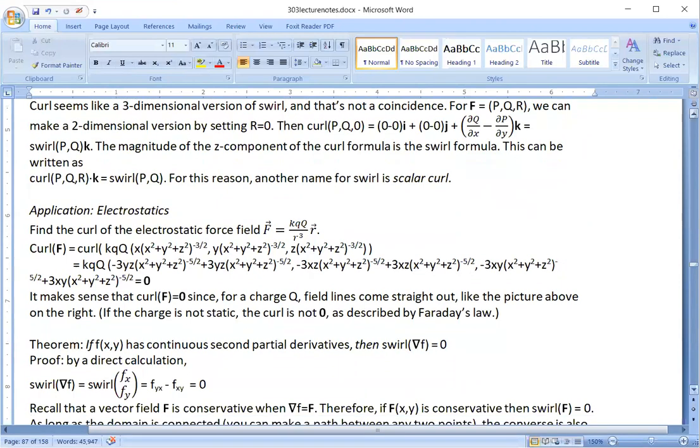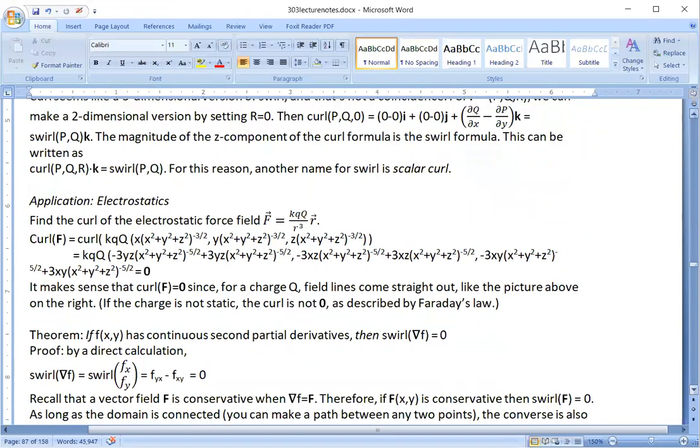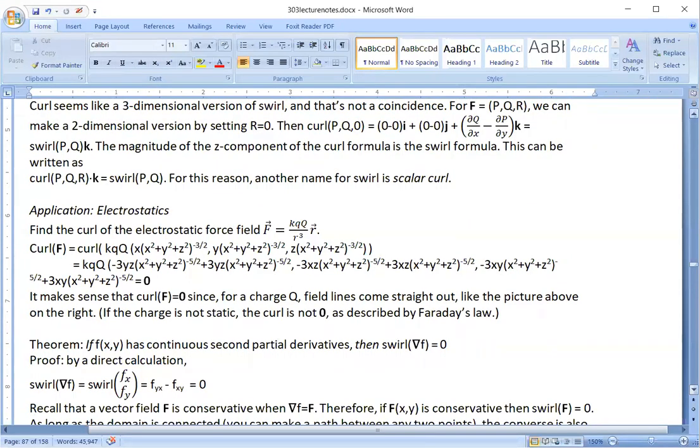Now, other ways to say this, you'll recall that terminology we just learned. A vector field F is called conservative when the gradient of some function equals the vector field. So to say this theorem using different terminology, if the vector field F of x, y is conservative, then it can be written as a gradient of a function. Therefore, the swirl of the vector field is 0.